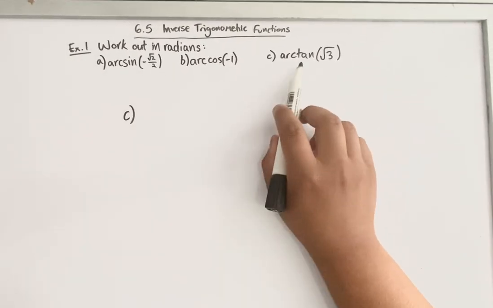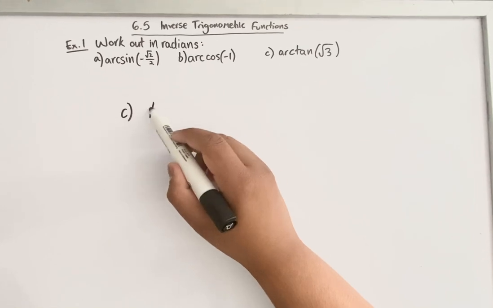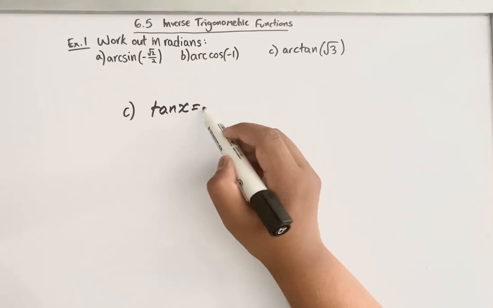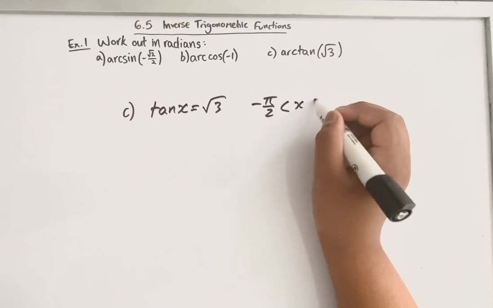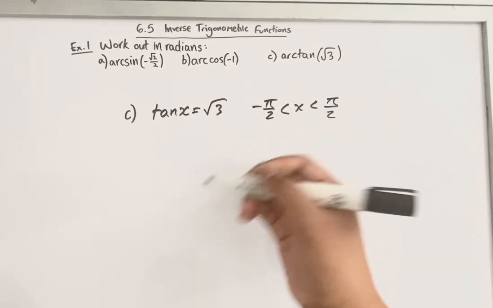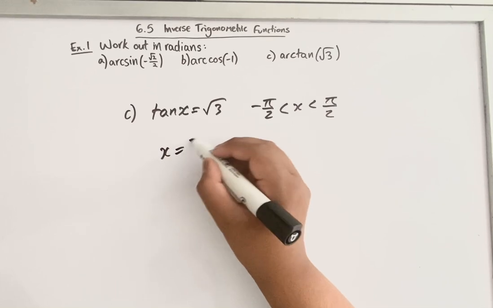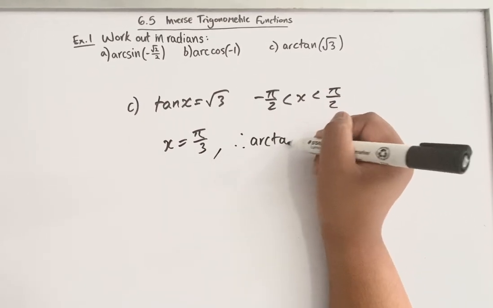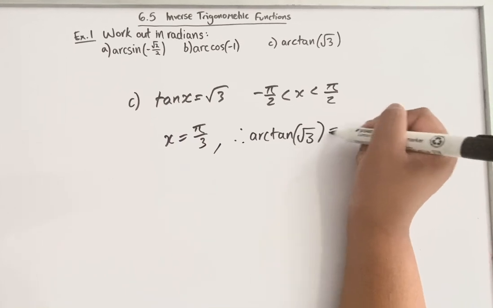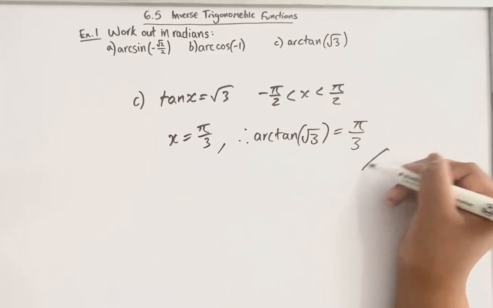For part C, the arctan of √3 is the same thing as solving tan x = √3 for the range -π/2 < x < π/2. And using your calculator, you can get x = π/3. And so therefore, the arctan of √3 is equal to π/3. And that's about it.